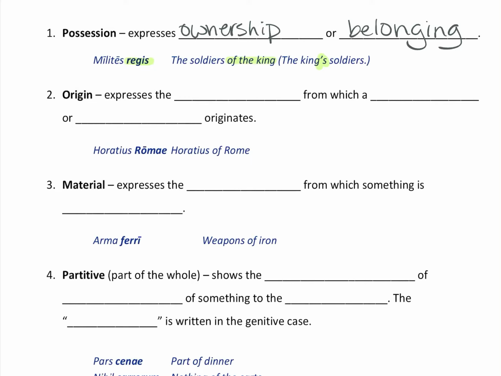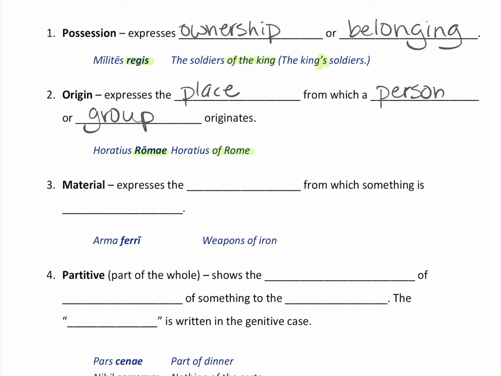Second kind of genitive is genitive of origin, and it expresses the place from which a person or group originates. He is of Rome. He is of the North Country, right? Where is he from? So basically, where does he belong? He belongs in those places, right? Origin. So if I said Horatius Romae, here again I have the genitive, even though it looks like nominative, it can also be a genitive ending, right? Horatius Romae, Horatius of Rome. That's how you would translate it. There it wouldn't make sense to say Horatius of the Rome. So use your best English translation judgment.